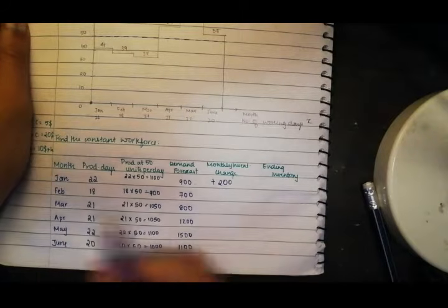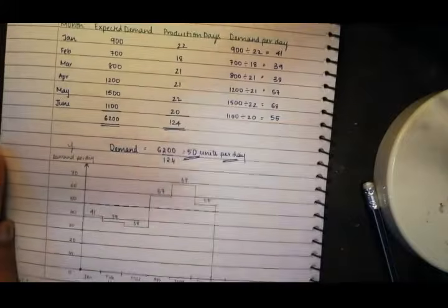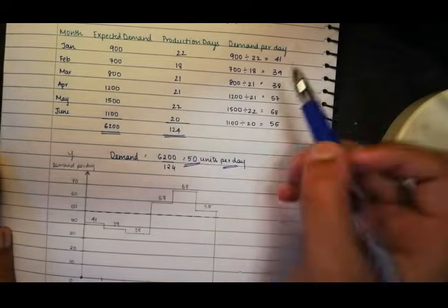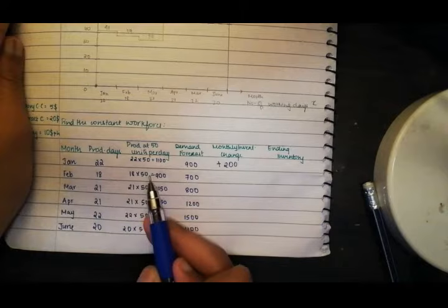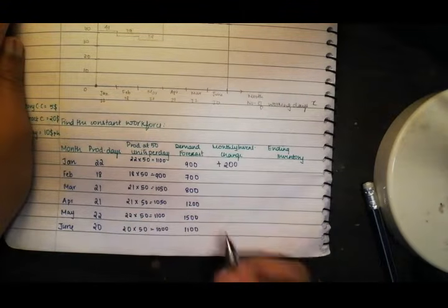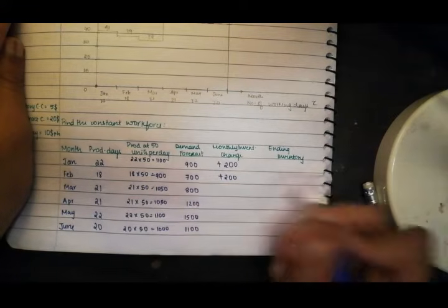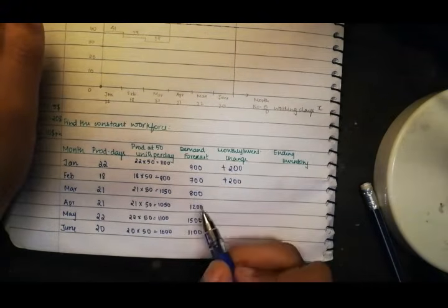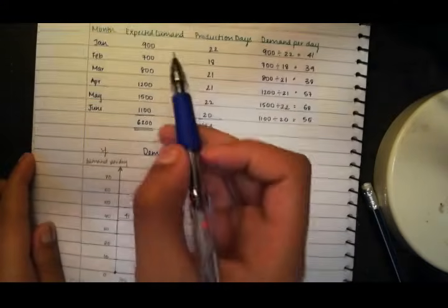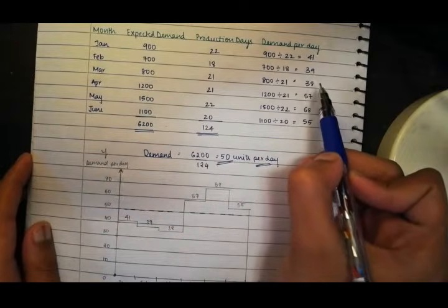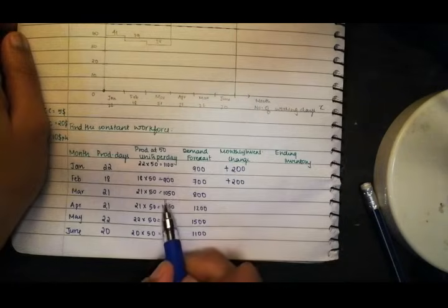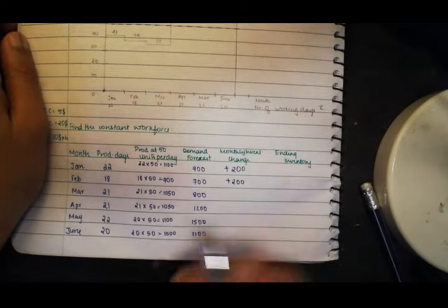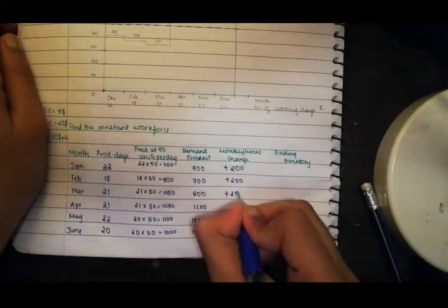And now, for Feb, initially we had to produce 700 units because our demand per day was 39, right? So we had to produce 700, but now because we are producing 50 units per day, we need to produce 900. So that's again an increase of 200, okay? Likewise, in March, we produced 800. Why? Because our demand per day was 38, and 38 times the production days, 21, gave us 800. But now, since we're producing 50 units per day, 50 times the production days is 1,050. That's going to be plus 250.